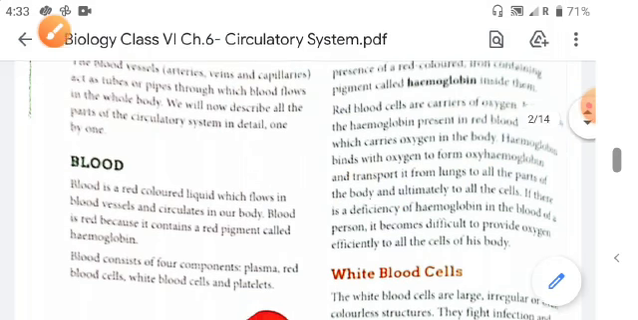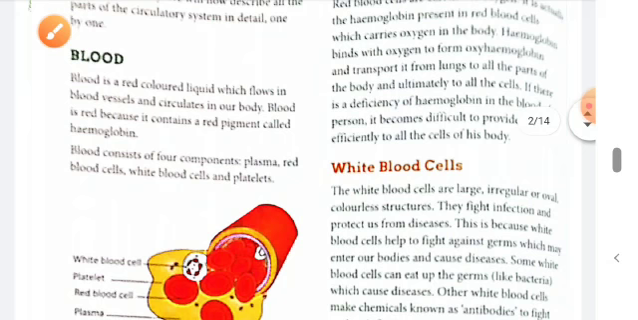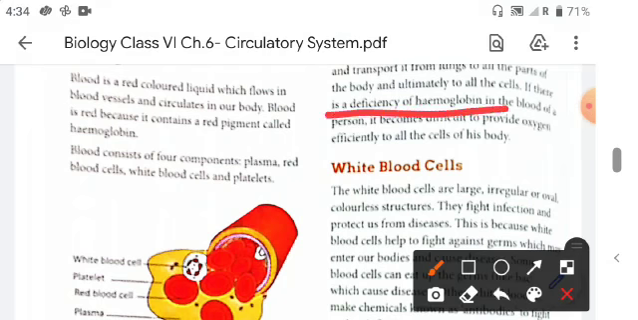If there is a deficiency of hemoglobin, then there will be a problem in the combination of oxygen with hemoglobin, and then it becomes difficult to provide oxygen efficiently to all cells in the body. That means hemoglobin is very necessary for what? For the supply of oxygen. Now second is white blood cells.